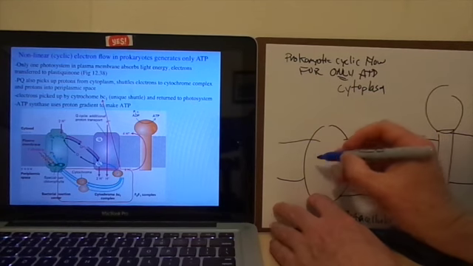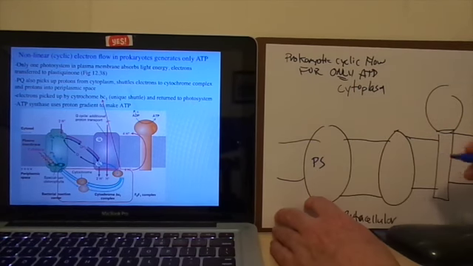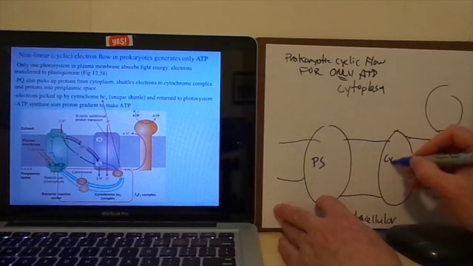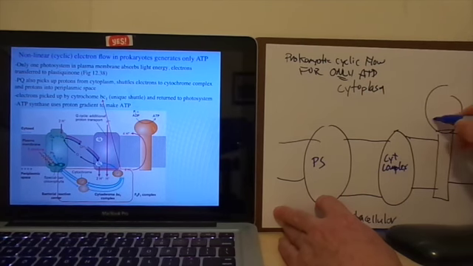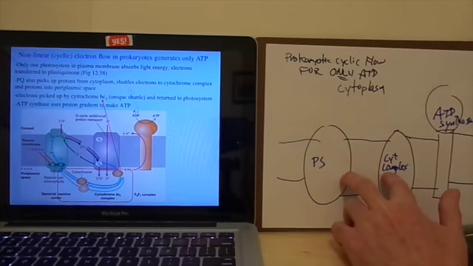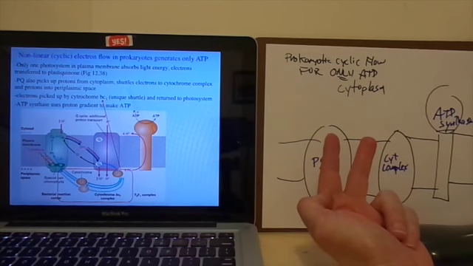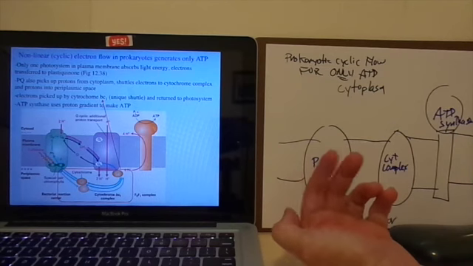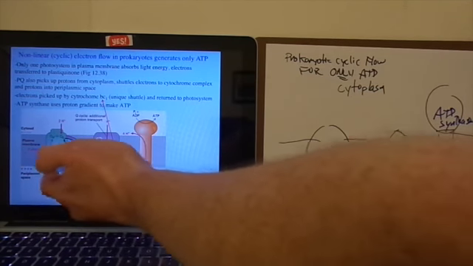So this is the photosystem. This is the cytochrome complex. This is the ATP synthase. So you only have two complexes as far as the electron transport sequence, but you've got two shuttles, the same two shuttles. The cytochrome one is just landing in a different place.